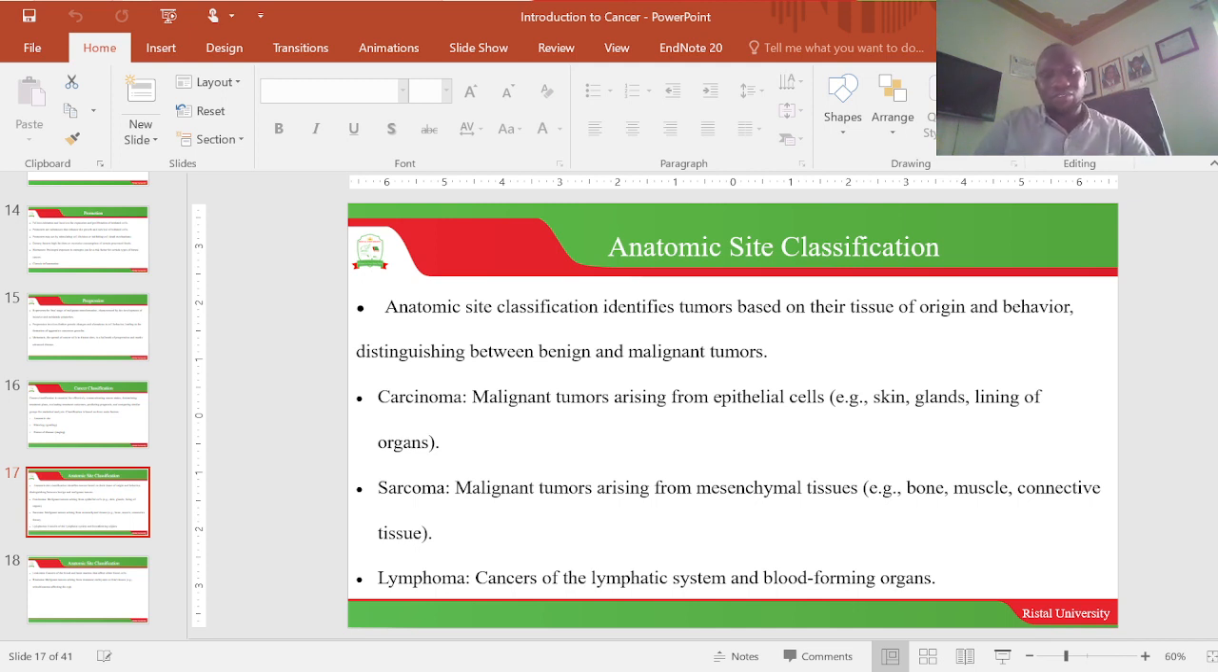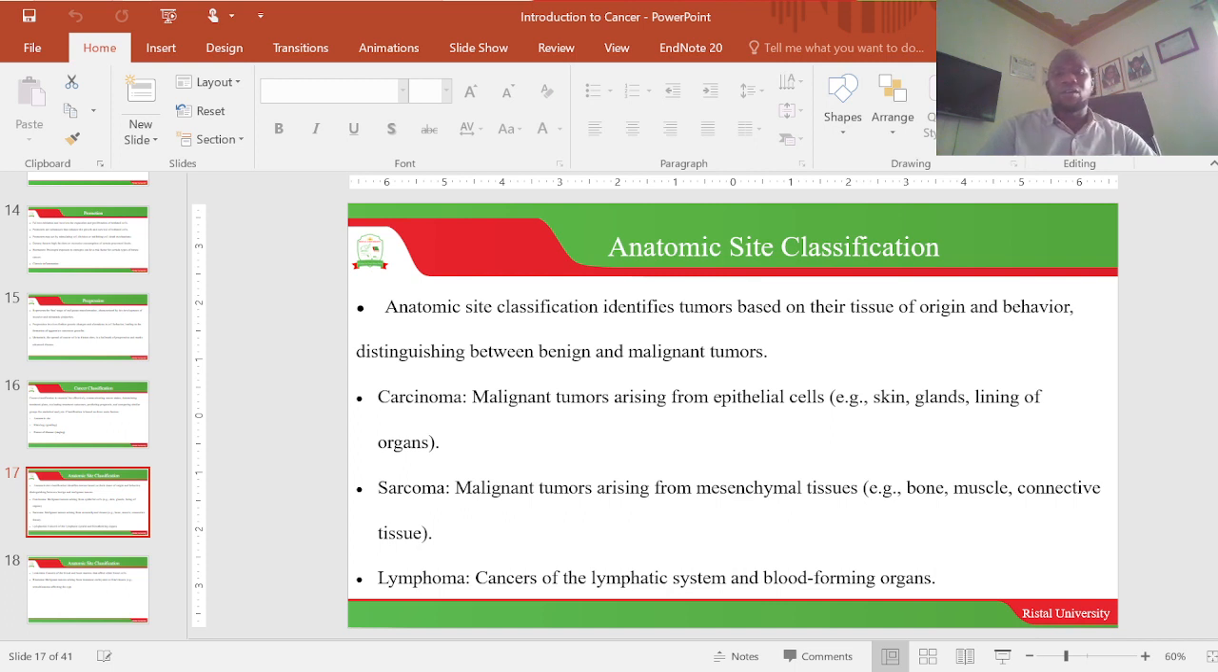And then we have sarcoma. These are also malignant tumors that arise from mesenchymal tissues. So this is where we talk about the bones, the muscles, and the connective tissue. Osteosarcoma, for example, is the cancer of the bones. That is a malignant tissue arising from mesenchymal tissues.